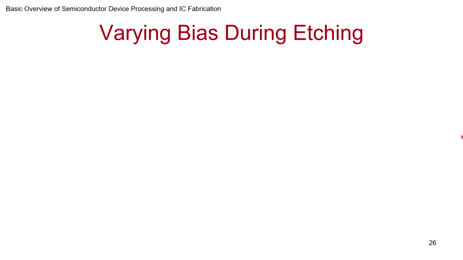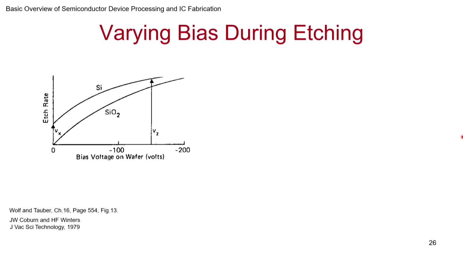Now let's look at a couple of instances, varying bias during etching. Here you have the etch rate indicated, and you have bias in voltage. This graph is shown for SiO2. What do you find? At 0 bias, etch rate is 0. At 150 volts or something, you have a much higher etch rate. Similarly for silicon, at 0 bias it's not zero etching, there is a small etching taking place, and at very high bias, rather reverse bias, you find that etch rate is high.